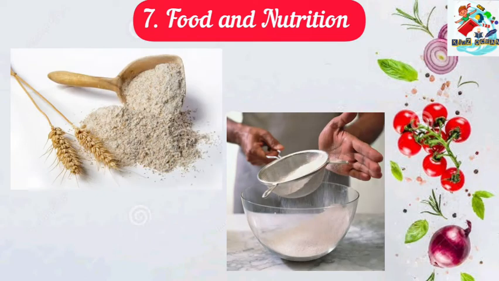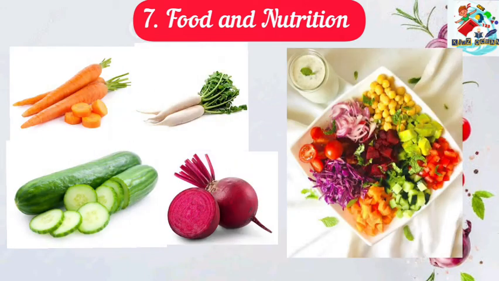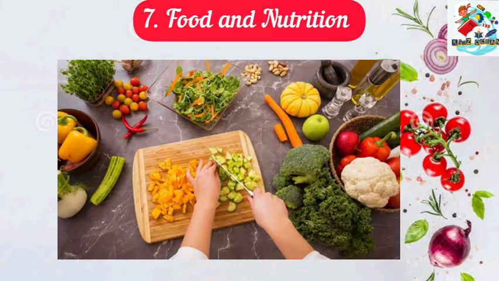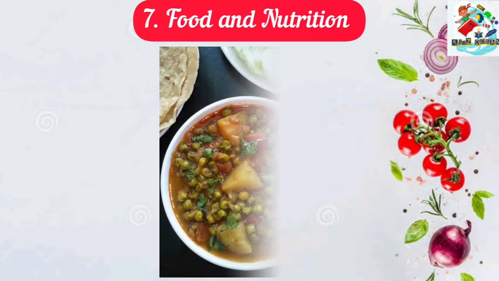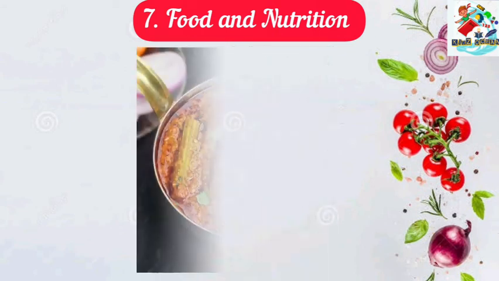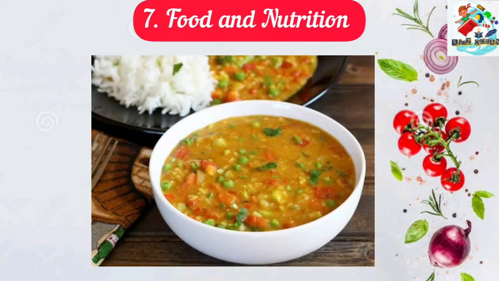Use whole grain flour without sifting. Eat fruits like chikus, figs, grapes, apples along with their skin. Besides, vegetables like carrots, radish, cucumbers, beetroot should be eaten raw in the form of salads. Whenever possible, mix two or three foodstuffs in a dish. For example, add onions and potatoes to usal. Add drumsticks to curries. Add some soaked dals while cooking vegetables.